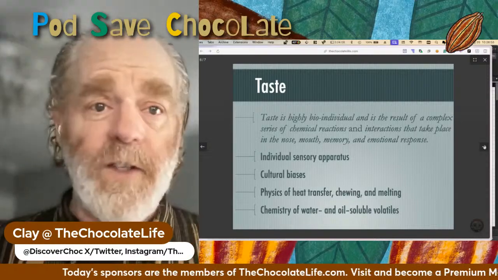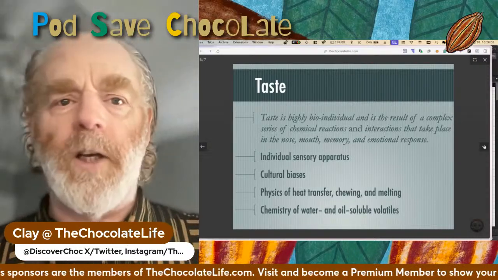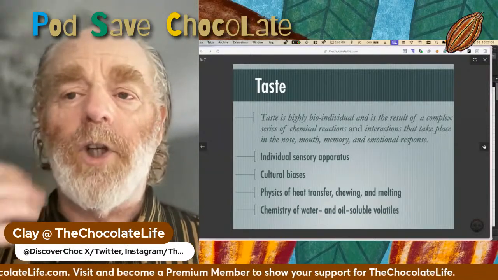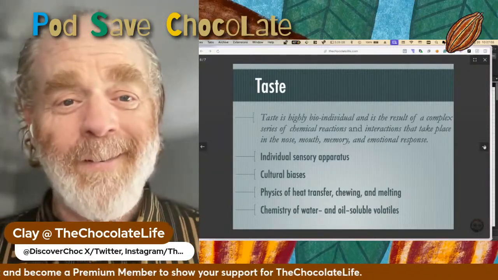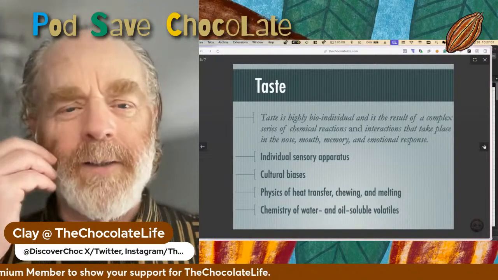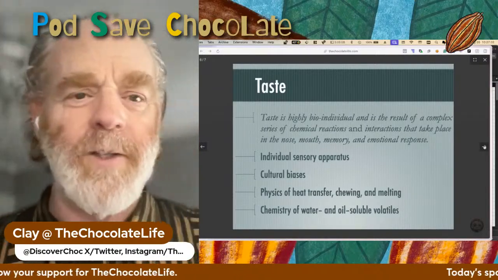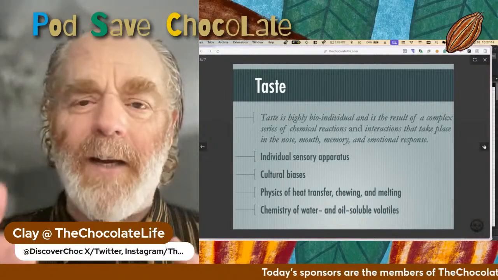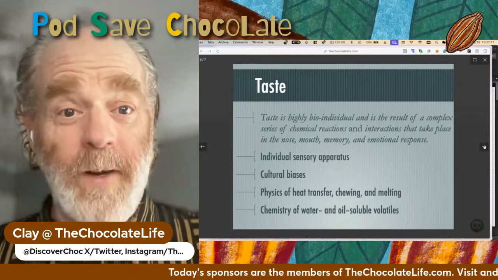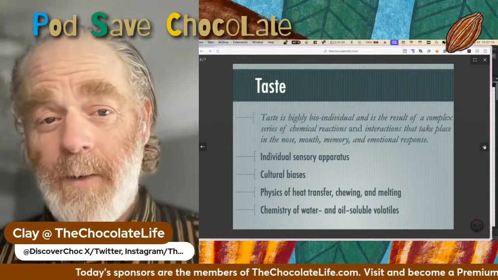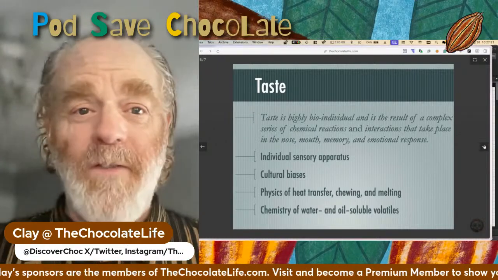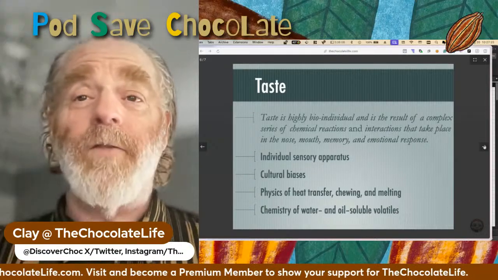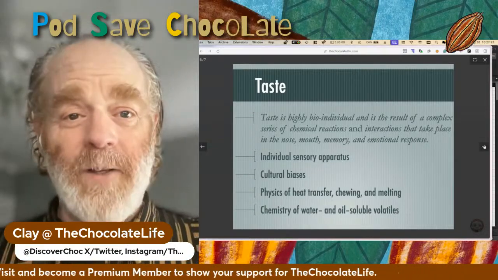Then you've got things like the physics of heat transfer, chewing and melting. So the way the chocolate melts in your mouth, right? The texture when you bite on it, the texture as it begins to become fluid, they have an effect. The way the fat melts has an effect on the release of flavor chemicals, right? And so things with more fat are going to release chemicals differently than if you made a chocolate from the exact same beans, right?